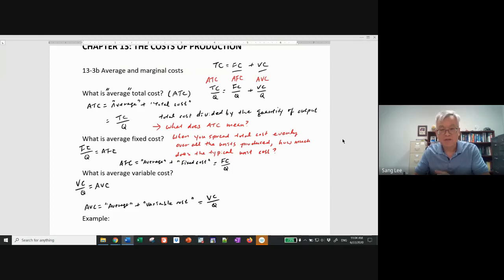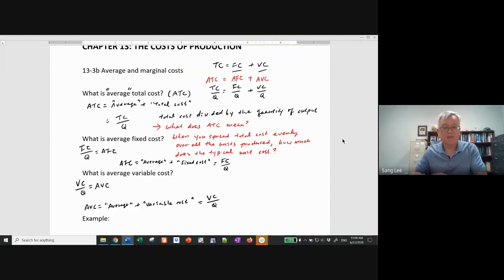Okay, so total cost is equal to the sum of FC, fixed cost, and variable cost. So we divide both sides by the same quantity, and the equality should remain the same. So now what do we know? Total cost is fixed cost plus variable cost, and average total cost is equal to the sum of average fixed cost and average variable cost.